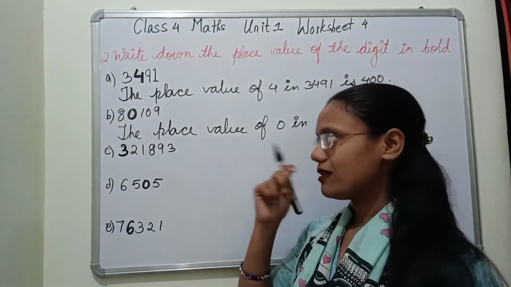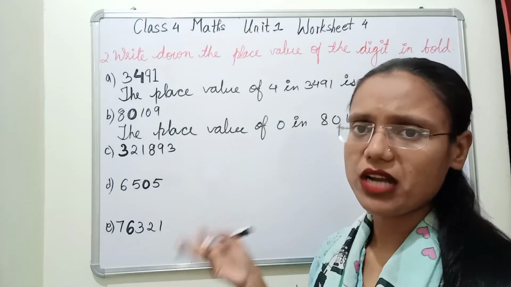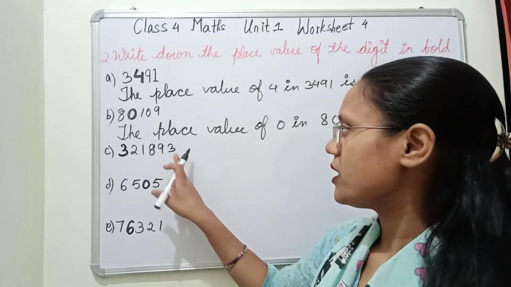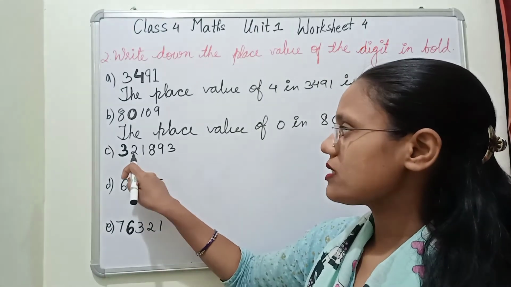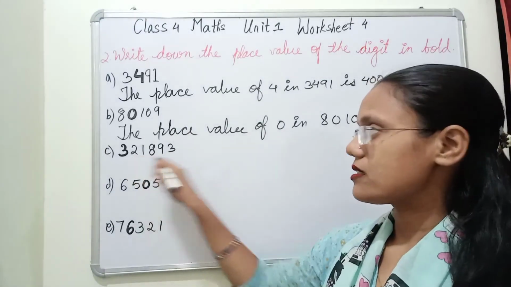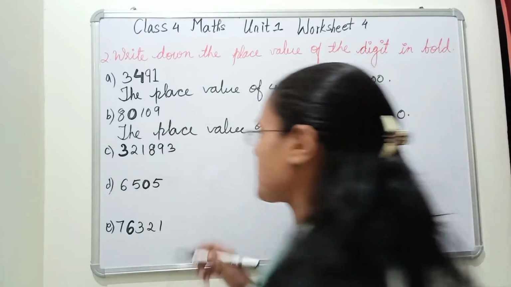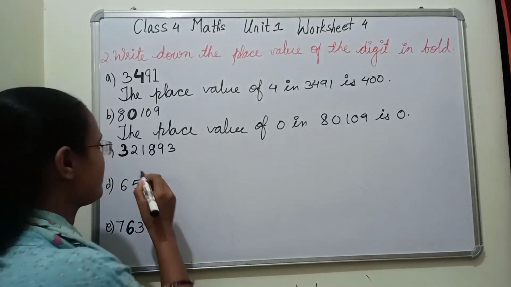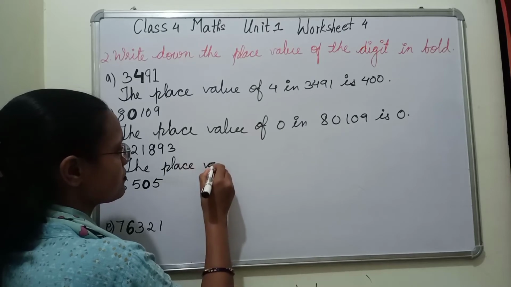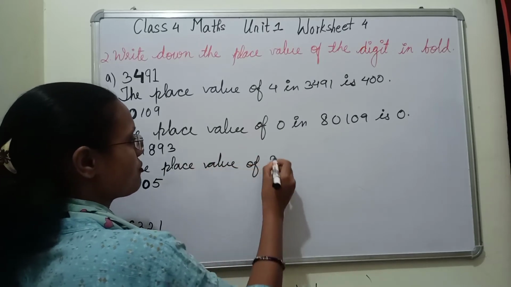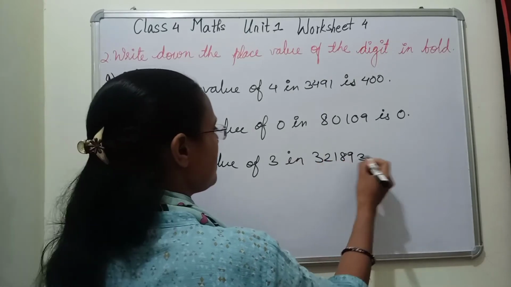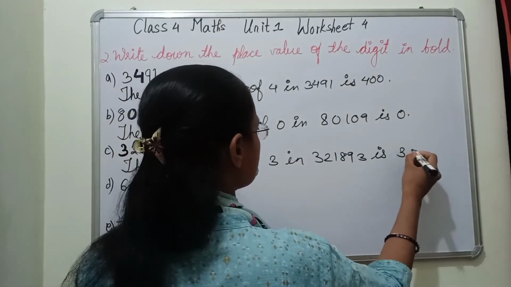Question number 3 is also the same. You have a number, one digit is bold, and you have to write the place value of that bold digit. Here: ones, tens, hundreds, thousands, ten thousands, lakh. So the place value of 3 in this number is 3 lakh. This is how you will write it. The place value of 3 in 321893 is 3 lakh.